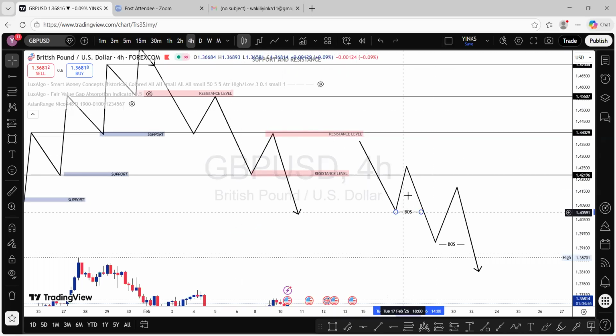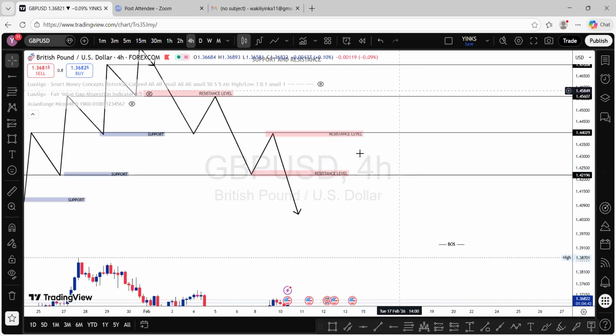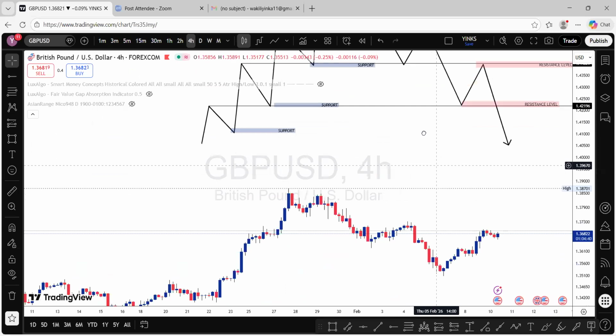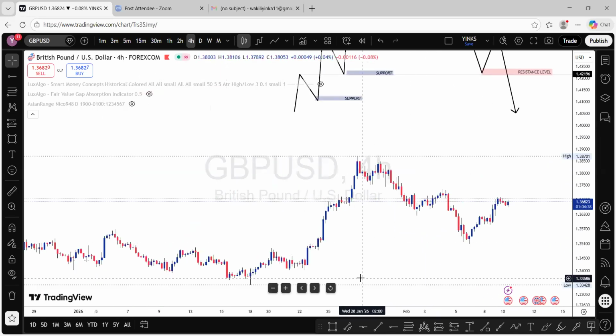Are we following? Yes. Good. Now let's identify these things in the market. Let's see whether what we're saying is true or not.